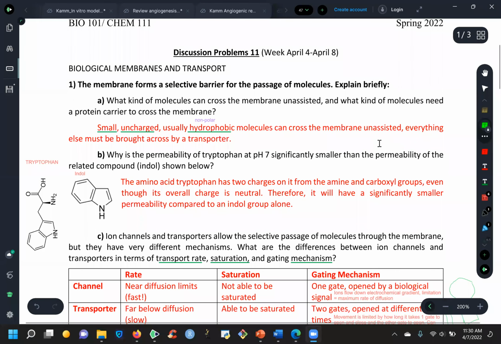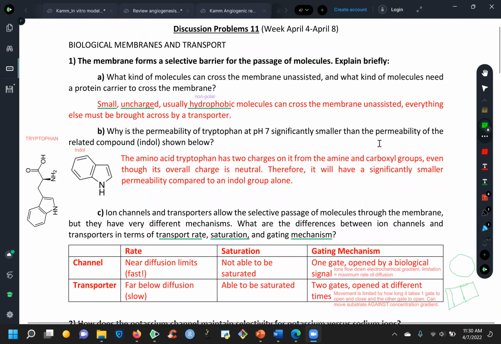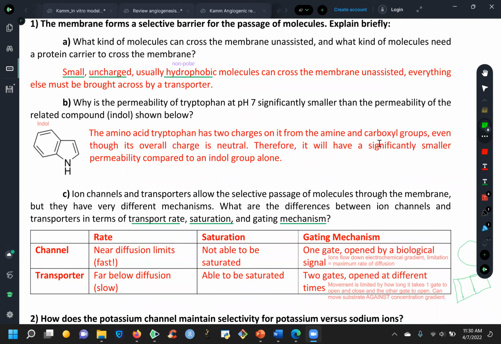Okay, so yes, this discussion is going to be on your exam, the material from here. The membrane forms a selective barrier for the passage of molecules. Explain briefly. Okay, so we have the membrane here. What can pass through? Anything that is small, anything that is uncharged, and anything that is hydrophobic. So that kind of stuff can just pass freely. You do not need a transporter.